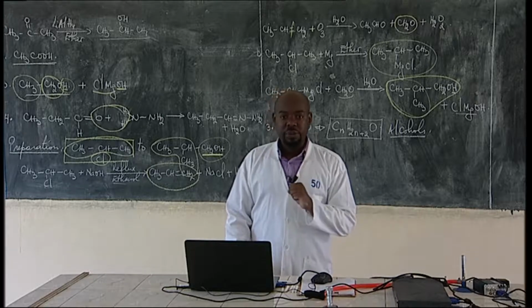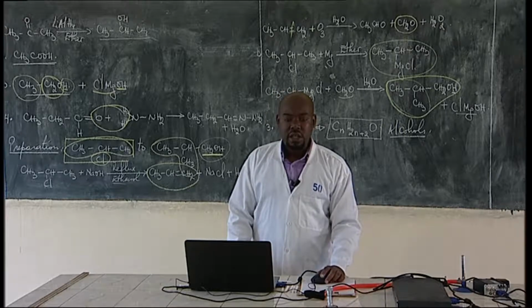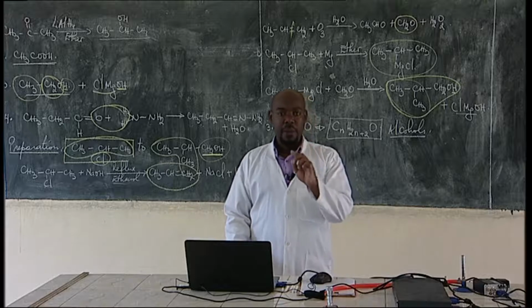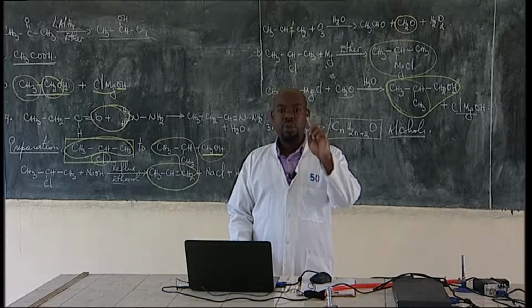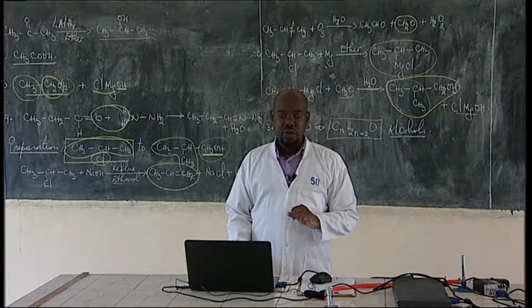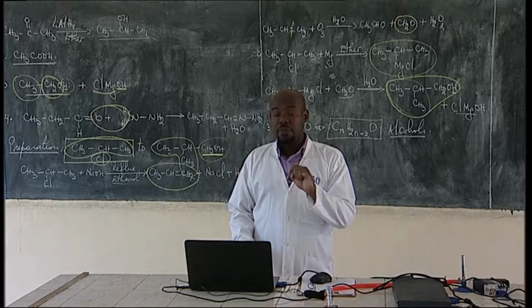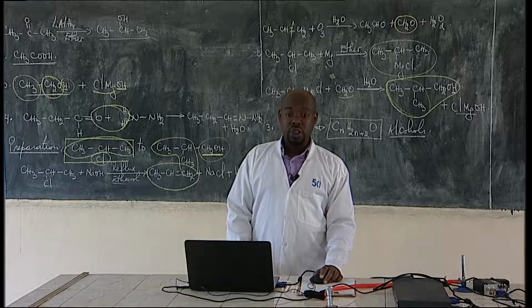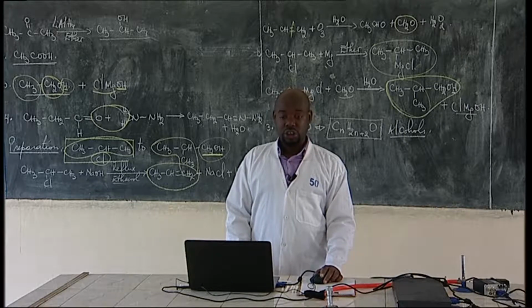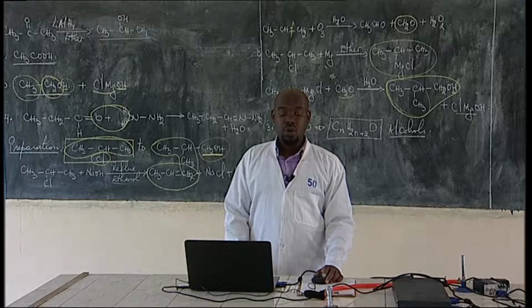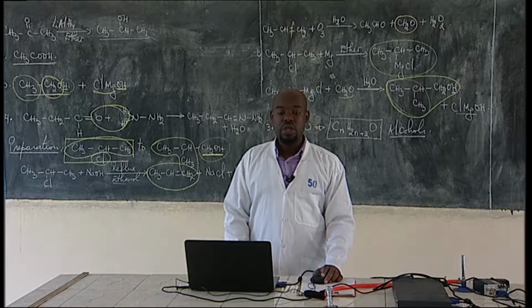But here it is very specific. It is said that B didn't react with Torrens reagent. And remember, Torrens reagent reacts with aldehydes only. It doesn't react with ketones. So this shows that we started with an alcohol, which was transformed by oxidation into a ketone. The ketone could react with Brady's reagent, but cannot react with Torrens reagent.